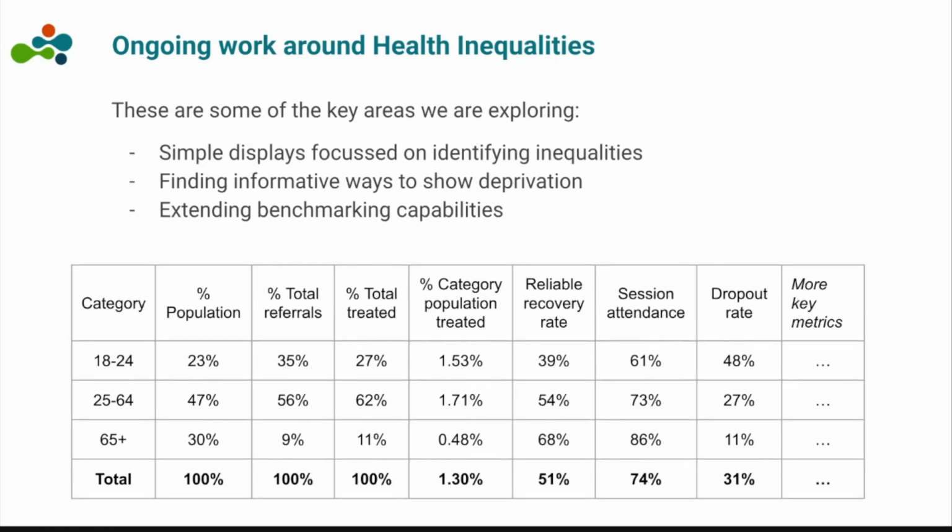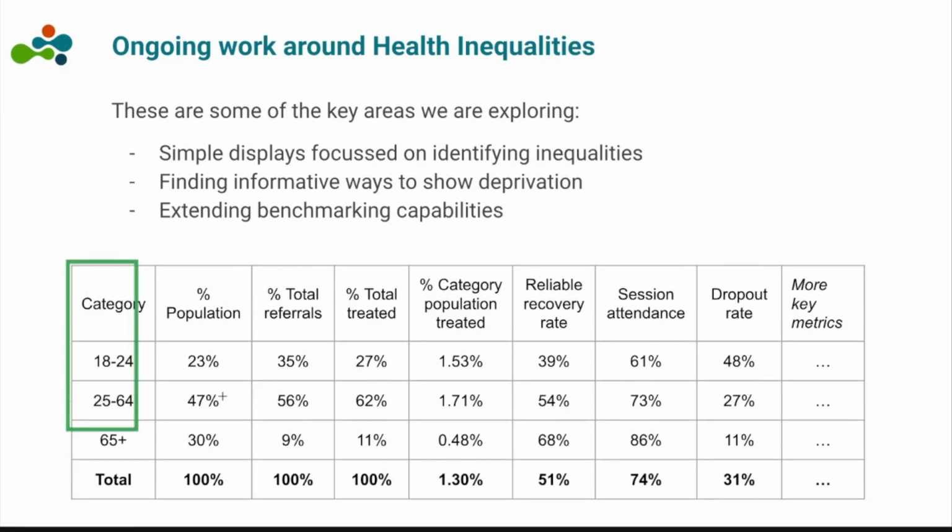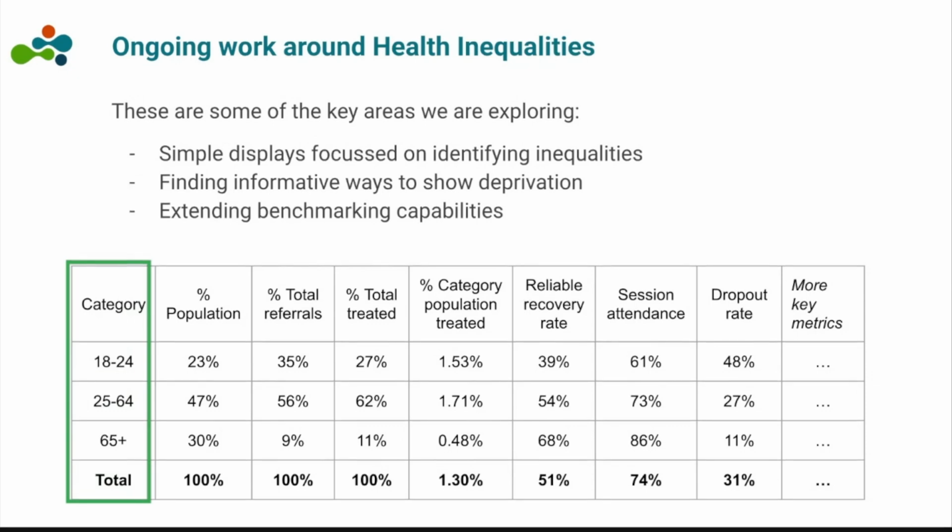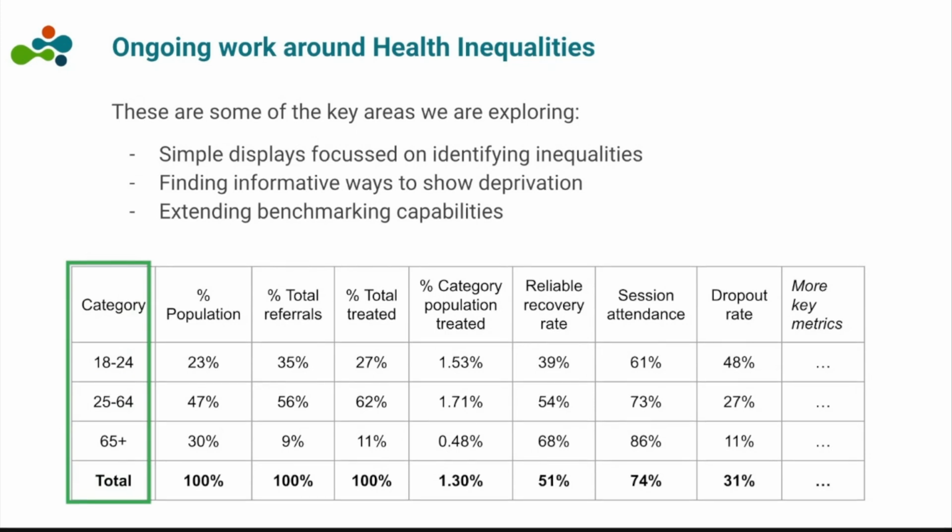So that's the top point around simple displays. This table shown here is just a mock-up of the kind of thing that I'm talking about, where you select the category of a characteristic that you're interested in. So in this case, just broad age band, and we then build functionality that pulls data in from multiple different sources and performs calculations on it, to give you all of the information that is of interest in the one place.